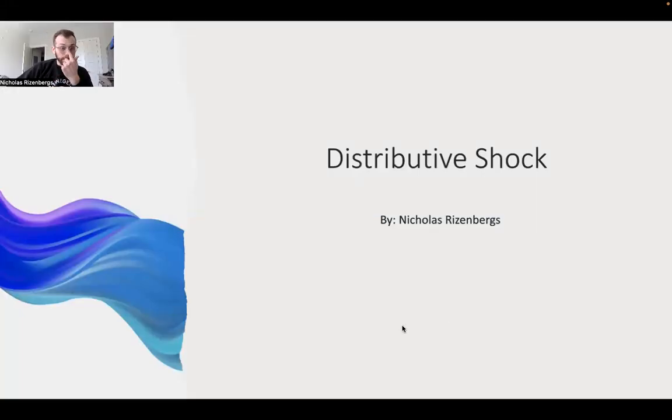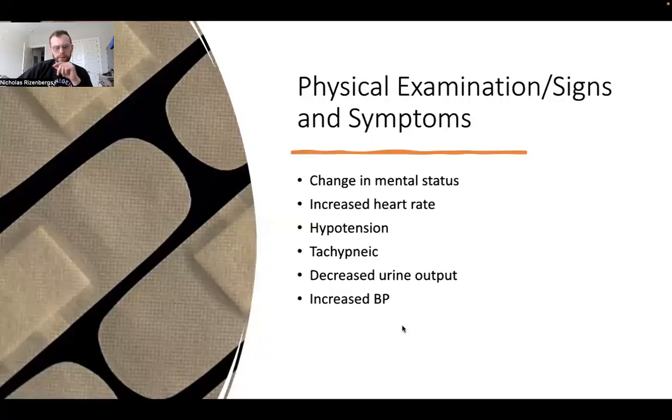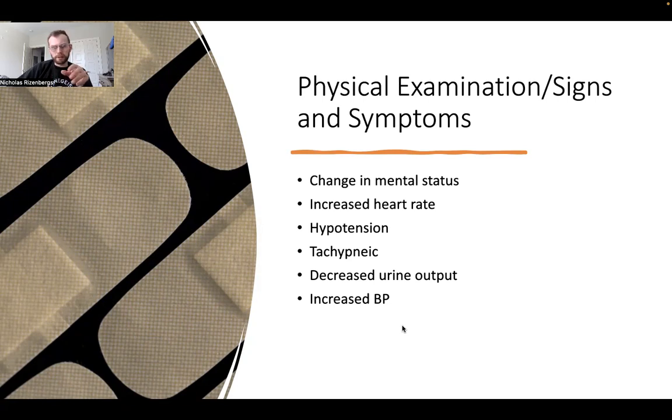All right, so the last video we have here over shock, this one is going to be over distributive shock, which has three shocks entailed in that. You have the neurologic, anaphylactic, and septic shock by me, Nick Riesenberg. So physical examination, signs and symptoms, you have a change in mental status, increased heart rate, hypotension, tachypnea, decreased urine output, increased blood pressure, all pretty standard for the different types of shock, so really no difference there.